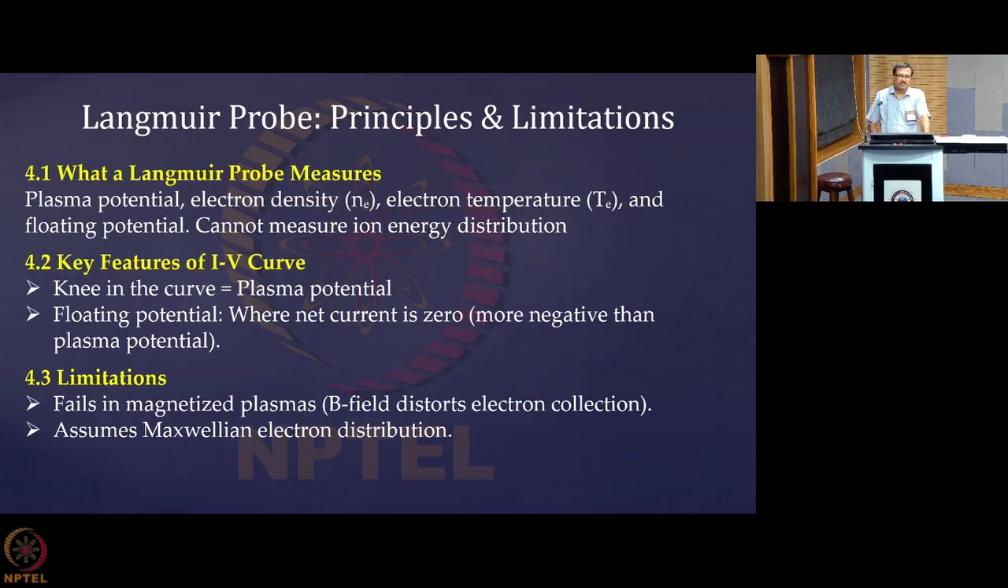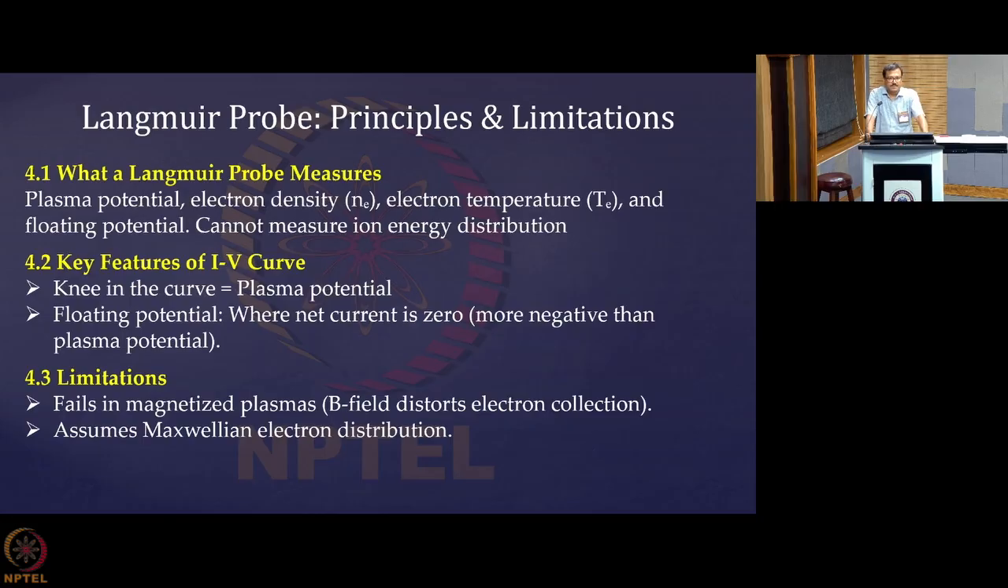Now what does a Langmuir probe measure? This measures the plasma potential, electron density and electron temperature, and it can give you floating potential as well, but it cannot measure ion energy distribution. Key features of the IV curve: the knee in the curve gives you plasma potential, and floating potential is where net current is 0, and it is usually more negative than the plasma potential.